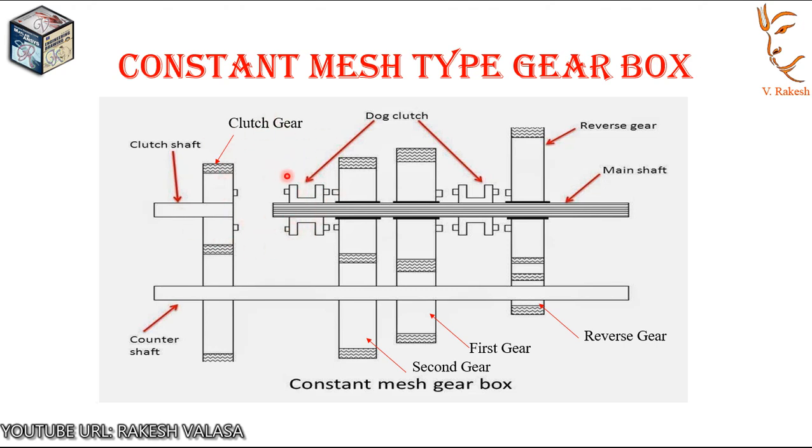When the left hand dog clutch meshes with the second gear, it gives second speed gear. Similarly, by sliding right hand dog clutch to the left and right, first speed gear and reverse gear are obtained respectively.